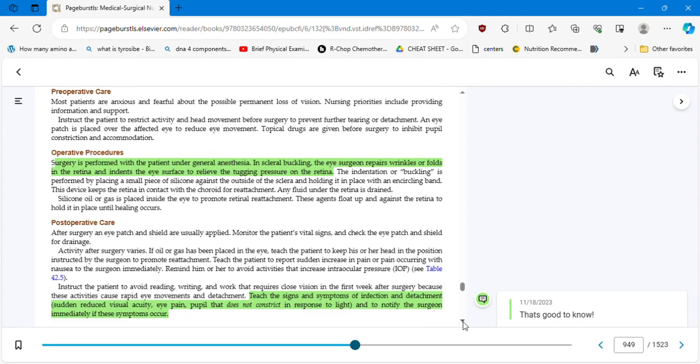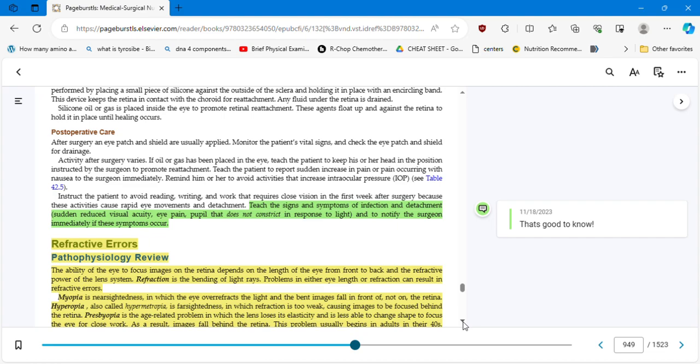Surgery is performed with the patient under general anesthesia. In scleral buckling, the eye surgeon repairs wrinkles or folds in the retina and indents the eye surface to relieve the tugging pressure on the retina. Teach the signs and symptoms of infection and detachment: sudden reduced visual acuity, eye pain, pupil that does not constrict in response to light, and to notify the surgeon immediately if these symptoms occur. And that's good to know.